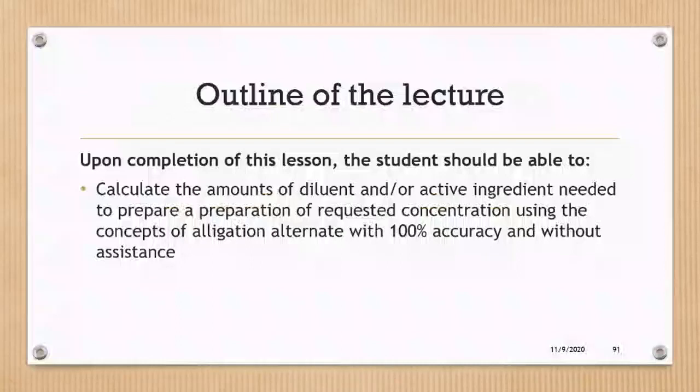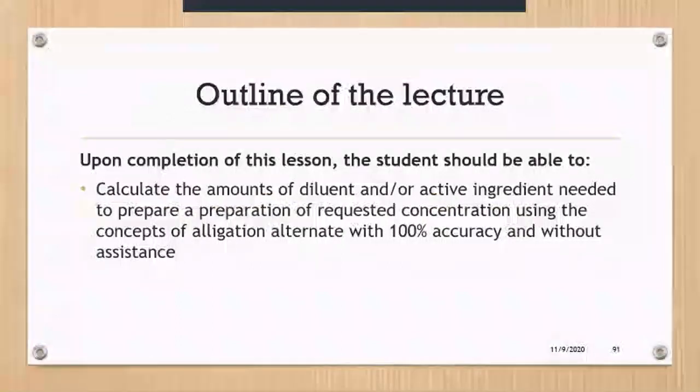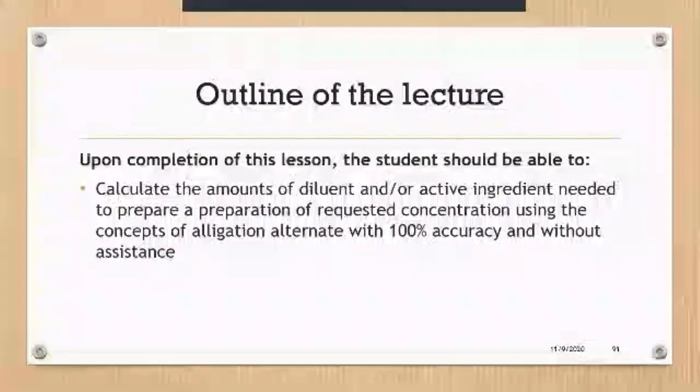It is hoped that at the end of this lecture, you should be able to calculate the amounts of diluent and/or active ingredients needed to prepare a preparation requested at a particular concentration using the concept of allegation alternate with 100% accuracy and without assistance.